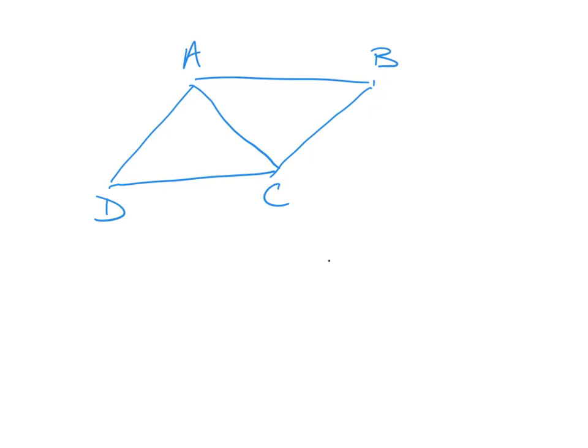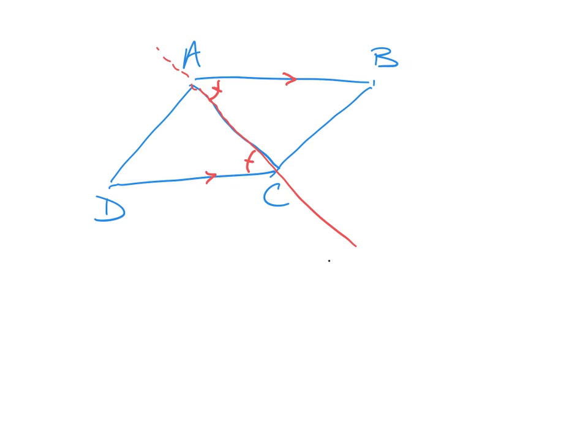A parallelogram has parallel lines, okay? So if you look at this as a transversal, like we learned in one of those chapters at the very beginning, then this angle here and this angle here would be alternate interior angles, okay? So those two angles are equal to each other, okay?